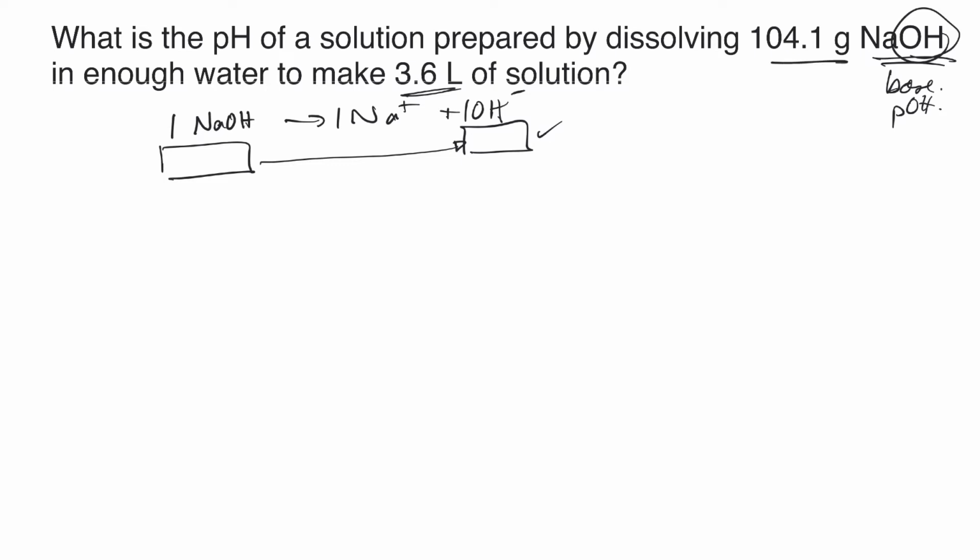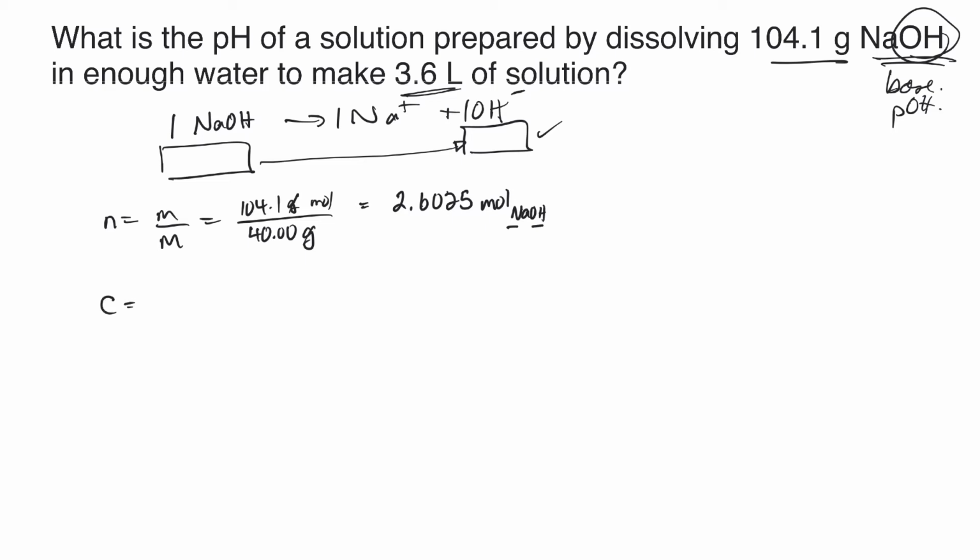Okay, so I'm given a mass, so I need to use this formula: mass over molar mass. The mass is 104.1 grams. Molar mass of sodium hydroxide is 40 grams per mole. Grams cancel, divide. Let's see what that comes out to on the calculator. 104.1 divide 40. So I'm getting 2.6025 moles of sodium hydroxide. And you could actually also say it's moles of sodium or moles of hydroxide too.